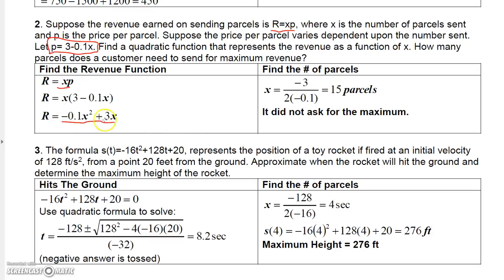And now that's a parabola. It opens down, so it has a maximum. So we can maximize our revenue. So I just do minus b, which is minus 3, over 2a, which is 2 times negative 0.1.